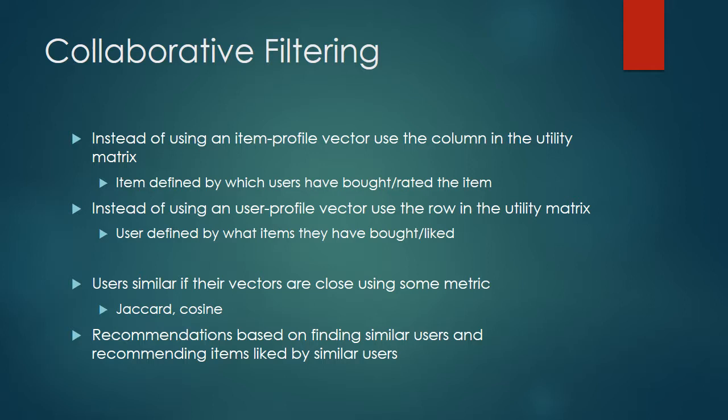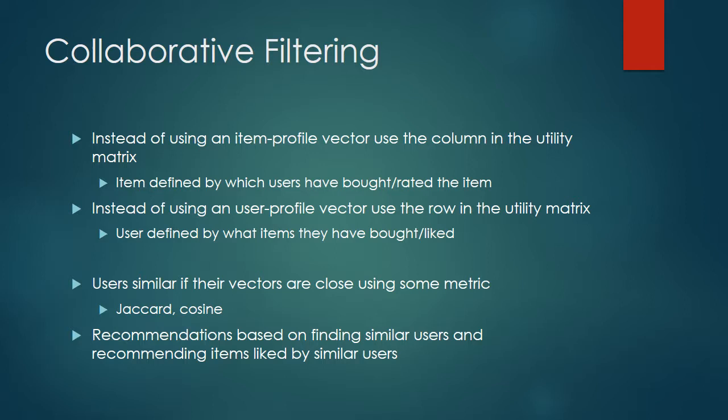So if you remember the utility matrix, we had all our users, we had all our items. The items made up the columns, and the rows were made up of the users. So if I pick one particular item, which is one column, it's going to be the ratings that all the users gave for that.